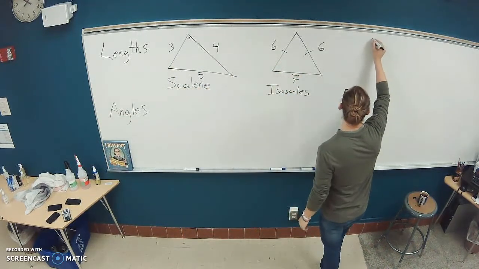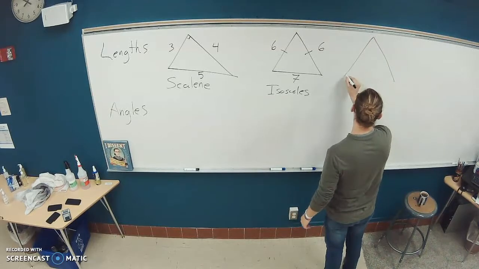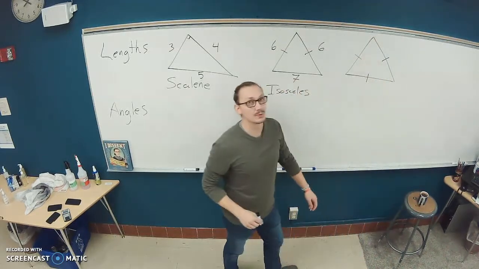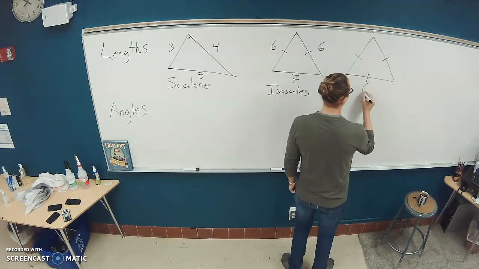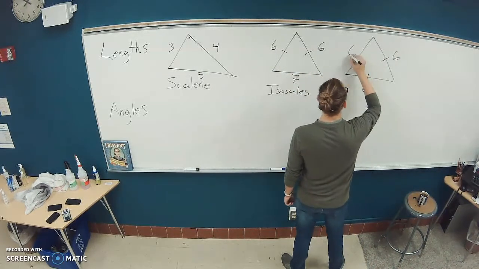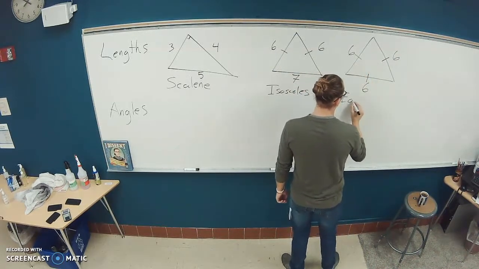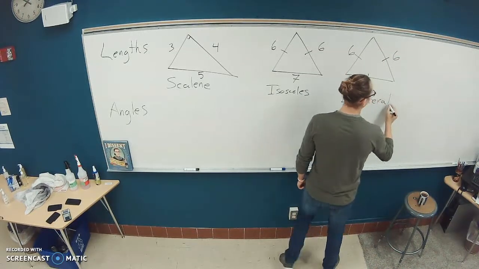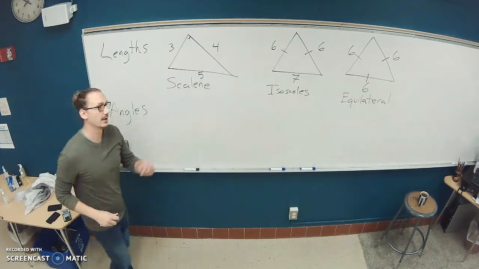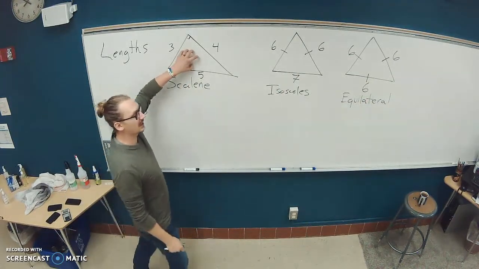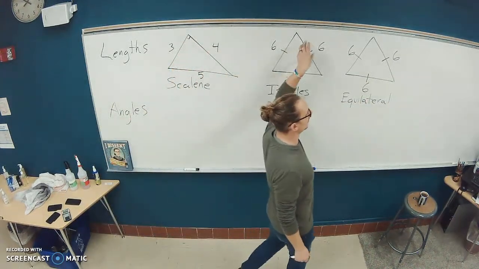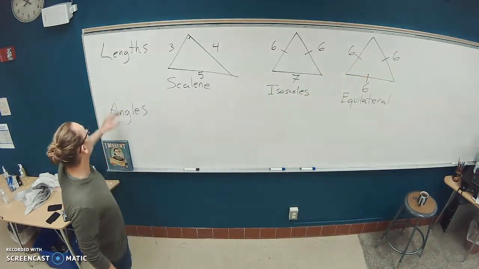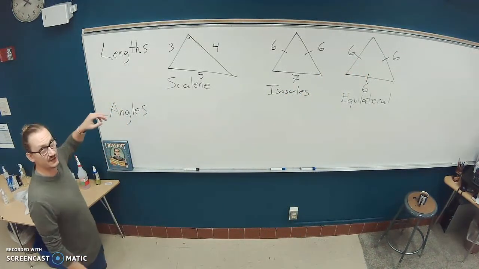If we have an equilateral triangle, all 3 sides are going to be congruent. Equilateral. And again, these notes have been posted. So we have an equilateral triangle. So, nothing's the same. 2 are the same. 3 are the same. Okay? So that's what we're staring at for their length identification.